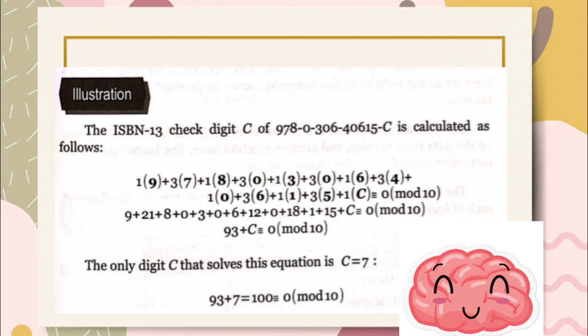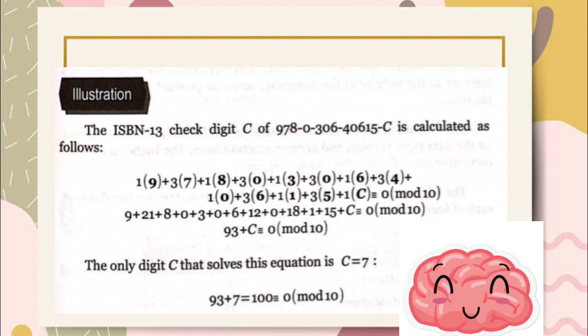So, substitute all the x values. So, 1 times 9 is equal to 9. 3 times 7 is 21. 1 times 8 is 8. 3 times 0 is 0. 1 times 3 is 3. 3 times 0 is 0. 1 times 6 is 6. 3 times 4 is 12. 1 times 0 is 0. 3 times 6 is 18. 1 times 1 is 1. 3 times 5 is 15. Plus C is congruent to 0 modulo 10.